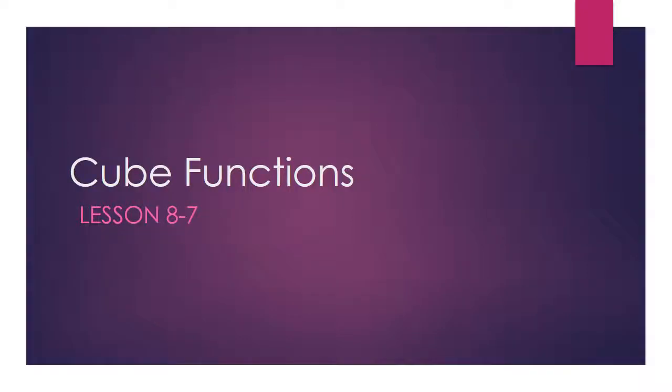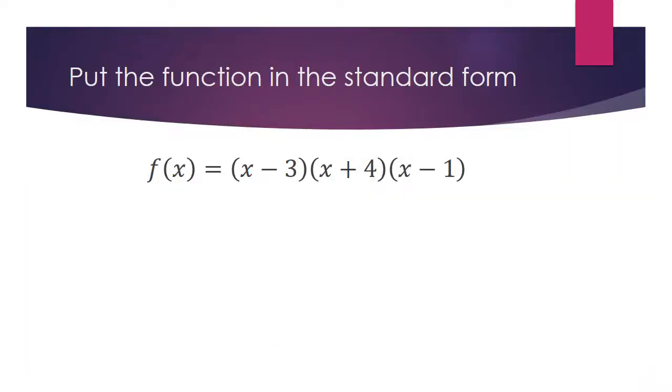Hi guys, this is lesson 7 in unit 8. We're going to talk about cube functions. Let's take a look at this function. We have f of x equals (x minus 3) times (x plus 4) times (x minus 1). And I need to change the factored form of this polynomial into the standard form.